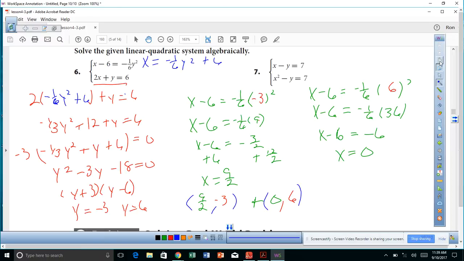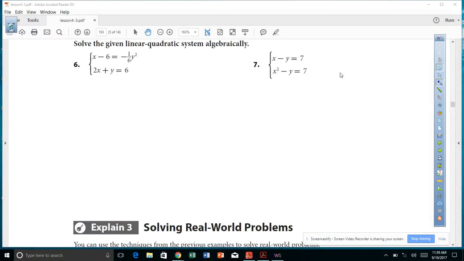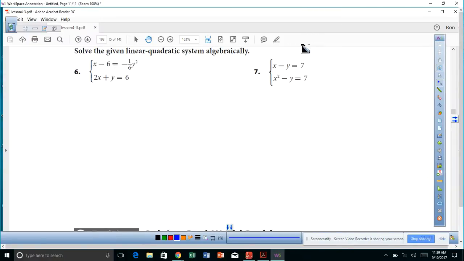All right. What about 7? Let's try 7. Oh, this is not bad at all. So let's see here, let's rewrite that. We'll subtract x from both sides: negative y equals negative x plus 7, and then divide everything by negative 1, and we got y equals x minus 7. Okay, x minus 7. Now we can take this and the other equation, where we've got x squared minus y equals 7, and then we substitute x minus 7 for y.